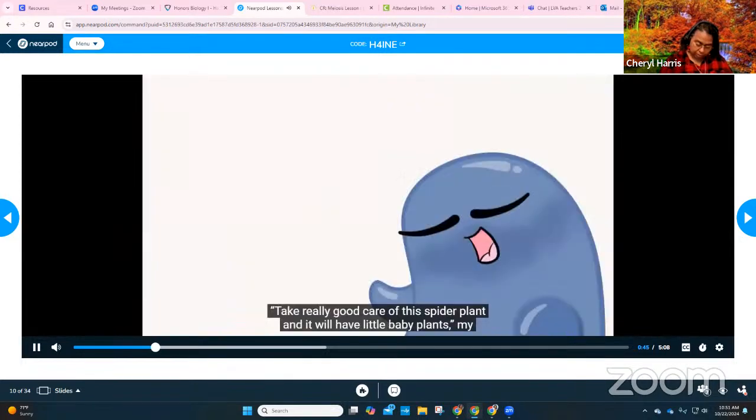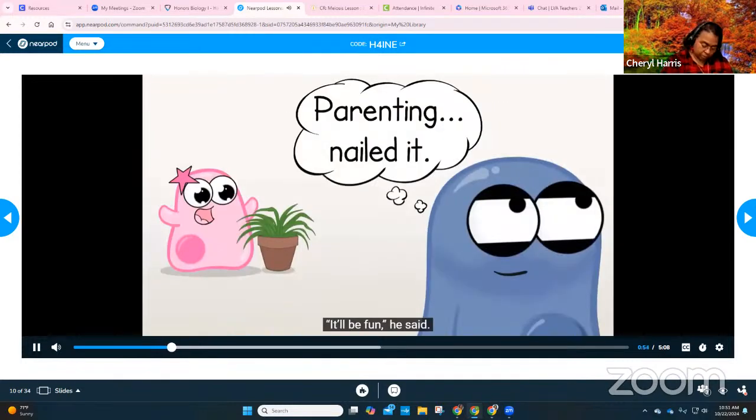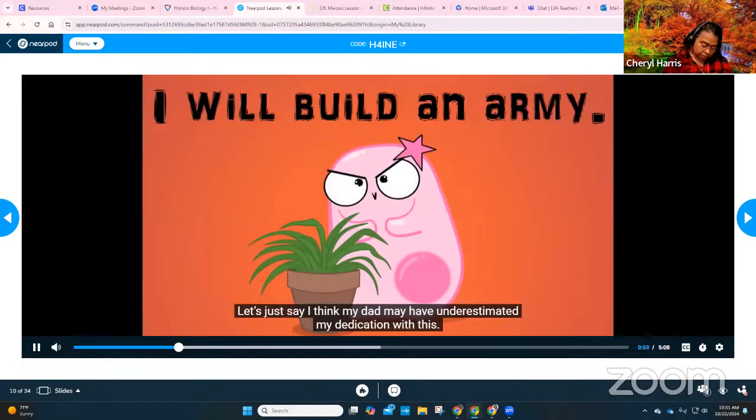Take really good care of this spider plant and it will have little baby plants, my dad said. Then you can plant the plantlets and they'll grow into new spider plants too. It'll be fun, he said. Now let's just say I think my dad may have underestimated my dedication with this.